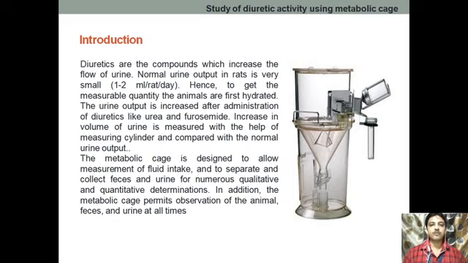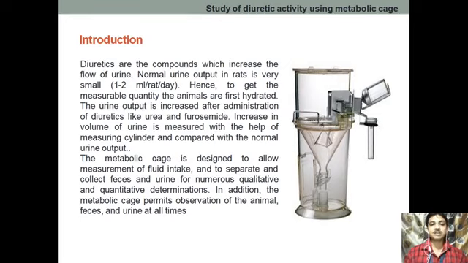So if we want to increase the urine output, the first condition is that the animal should be hydrated, otherwise we won't get the proper result. Similarly, we are going to give different drugs, for example furosemide, which is a loop diuretic, or a thiazide diuretic, or acetazolamide, a carbonic anhydrase inhibitor. After administration of these drugs, what are we going to measure? We are going to measure whether the urine outflow is increased or not.